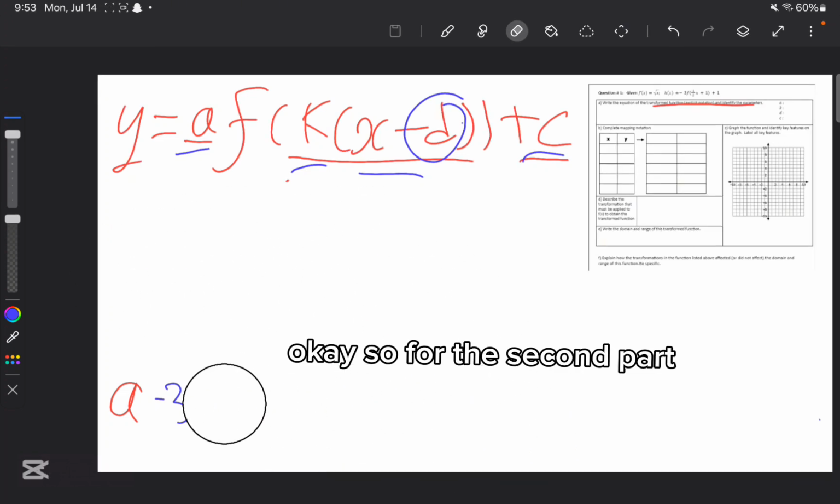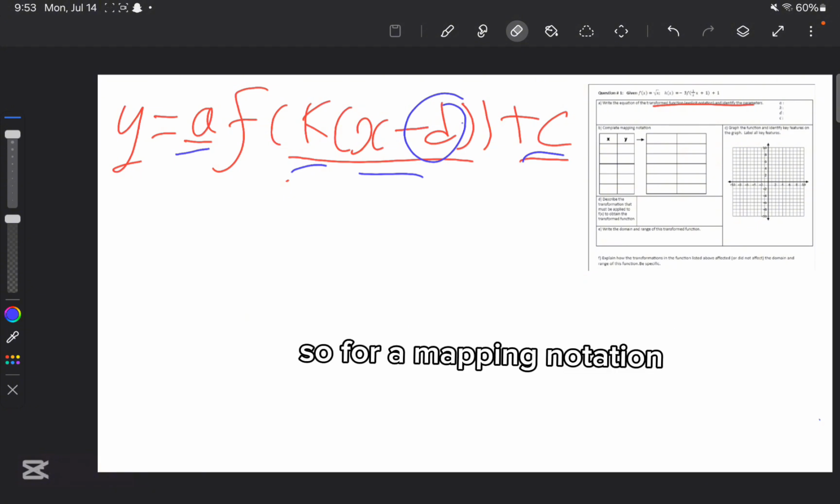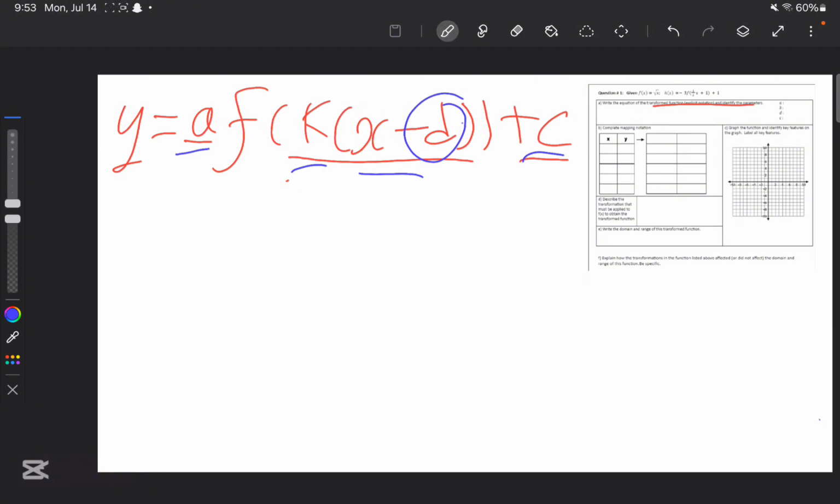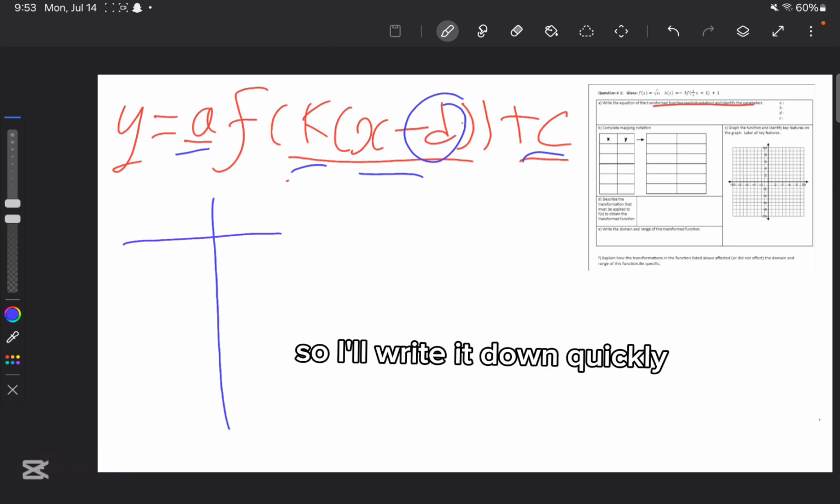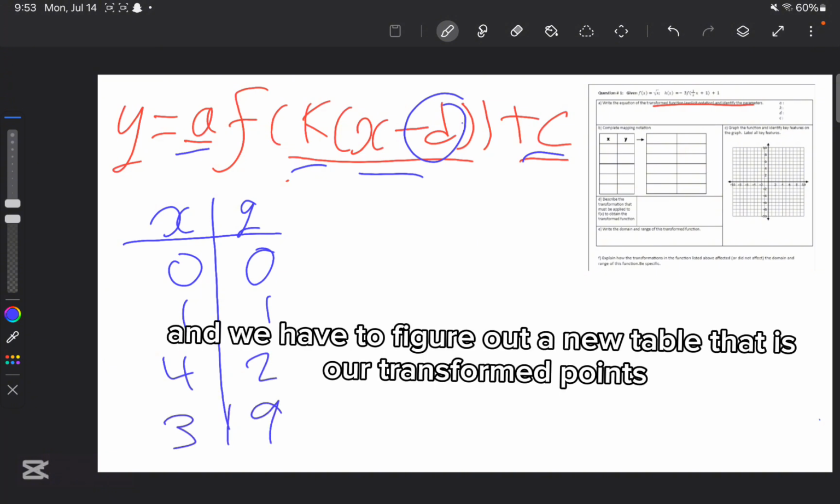Okay, so for the second part, what we need to do is figure out the mapping notation. So for our mapping notation, we have to write down the original table, obviously, which is f of x is the square root of x. So I'll write it down quickly. And we have to figure out a new table that is our transformed points.